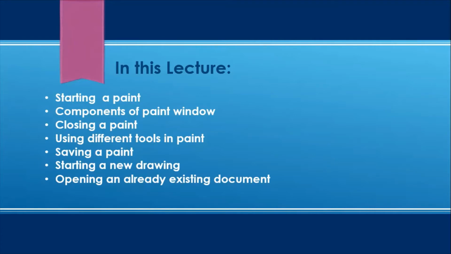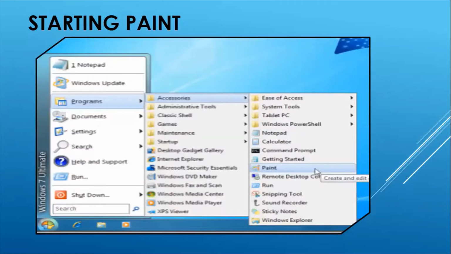In this lecture, you are able to learn about how you start a paint, what are the main components of a paint window, and then you learn about how you close your paint, how you save your painting, how you start a new drawing, and also how you can open an already existing document. So let's start with starting a paint.